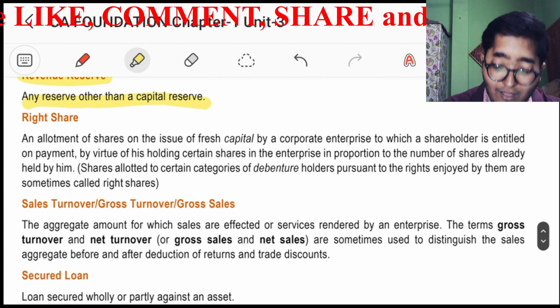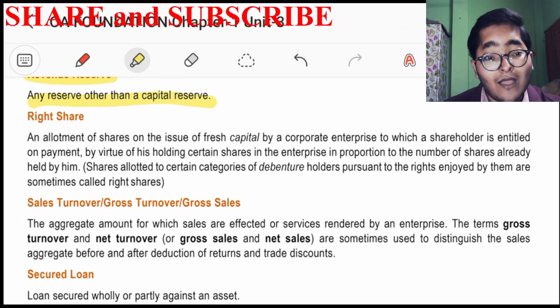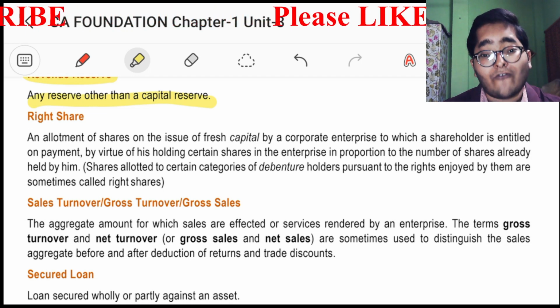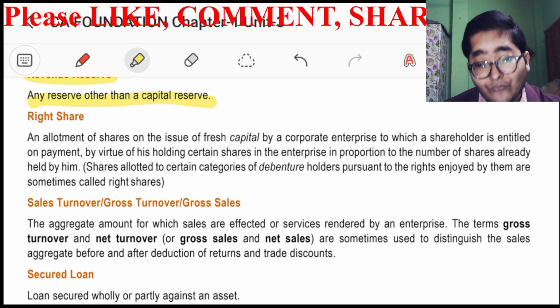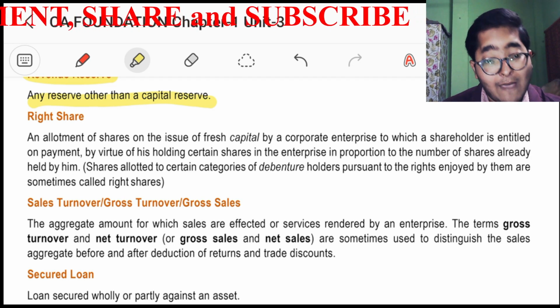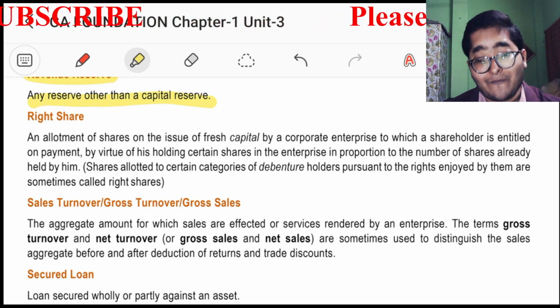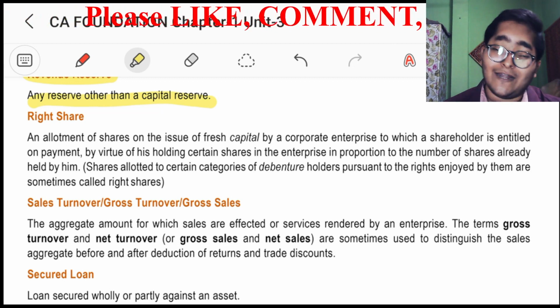Our next topic is right shares. A right share is an allotment of shares or the issue of fresh capital by a corporate enterprise to which a shareholder is entitled on payment by virtue of his holding certain shares in the enterprise in proportion to the number of shares already held by him.